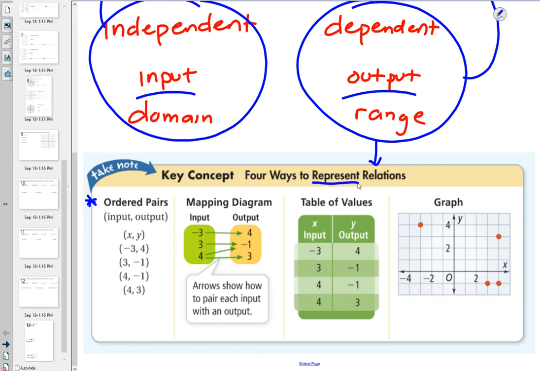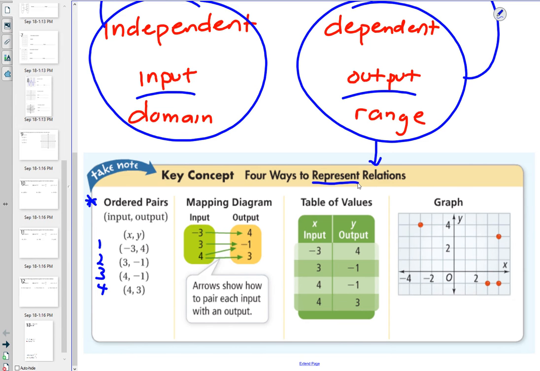How many points do you see? 4. There's 4 points. So really what's going on here is there are 4 different relationships. Meaning in this relation, when x is -3, y is 4. When x is 3, y is -1, 4, -1, so on and so forth.